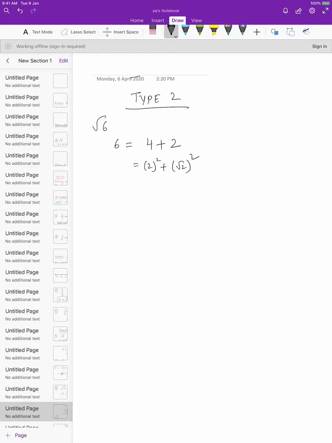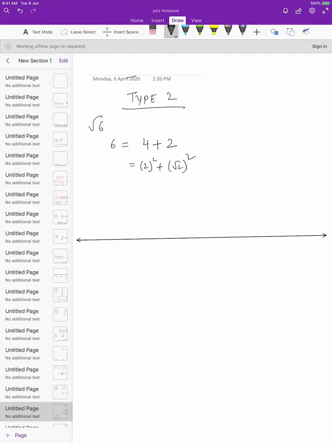Now the two important numbers for us here are 2 and root 2. Obviously we cannot measure root 2 with the help of a scale, because it is an irrational number and a non-terminating and non-repeating decimal. So we have to take root 2 on the number line and 2 units perpendicular to it. So how do we represent root 2 on the number line?